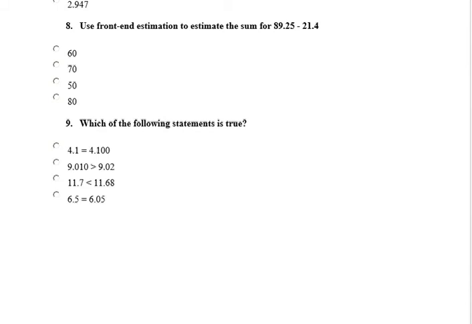Okay. Use front-end estimation to estimate the sum of these numbers. Okay. So I'm going to say this is about 89, and this is about 21. Or I could even go more and say this is about 90, and this is about 20. So I'm going to come up with about 70. About. Not exactly, but pretty close. The answer is going to be pretty close to 70.